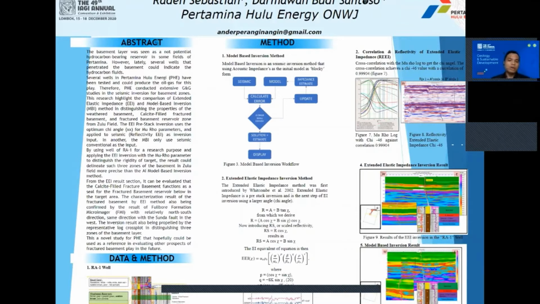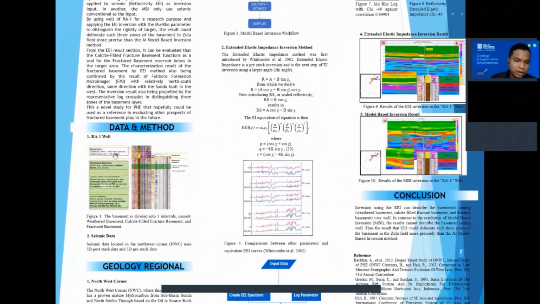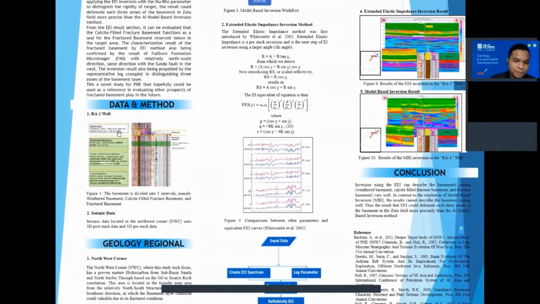And one of the wells that penetrate the deepest basement is the RA1 well. So in this research the key well is the RA1 well. Okay, I will explain the RA1 well first. Based on the well drilling result in figure 1 here, the basement is divided into 3 intervals. That is weathered basement, calcite-filled fracture basement, and the last is fracture basement.